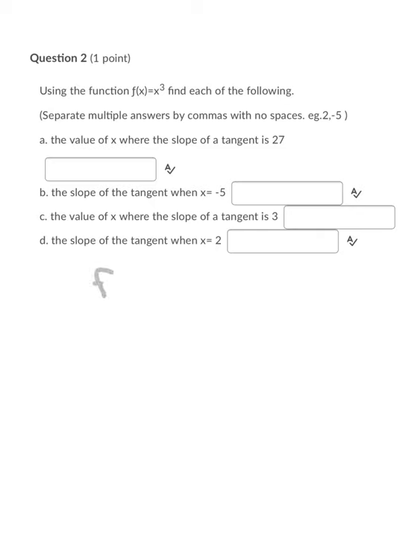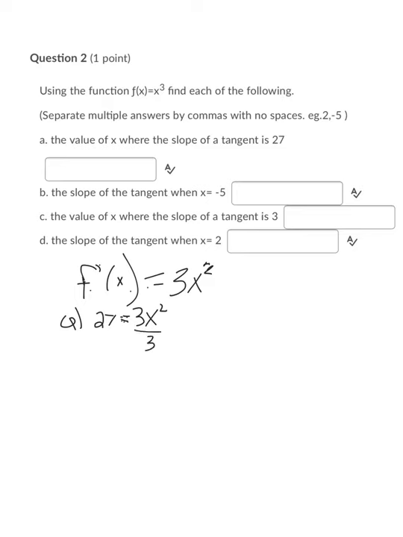We could see that the derivative of f of x is equal to, you're going to bring your power down and reduce the exponent by 1, so 3x squared. So if I'm talking about part A here, it says the value of x where the slope of the tangent is equal to 27. So what I can actually do is plug a 27 in for f prime of x is equal to 3x squared.